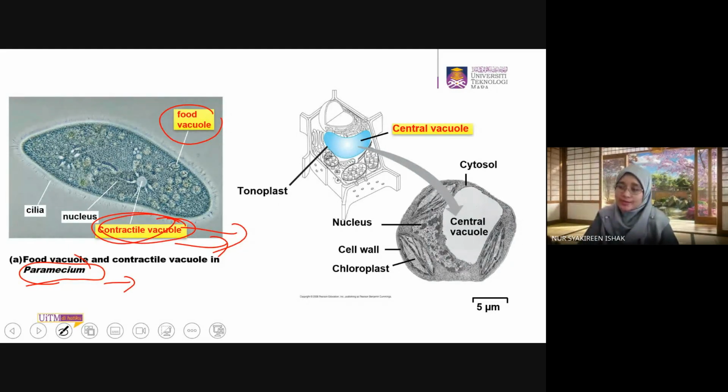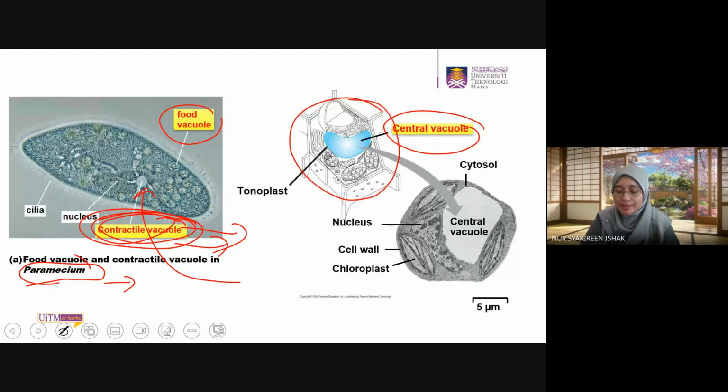Paramecium is an organism, for example, that lives in fresh water. Because it lives in fresh water, the water from outside has a high tendency to enter into the paramecium. So this excess water needs to be pumped out by the contractile vacuole. And then another type of vacuole is the central vacuole, which is found in plant cells, to cause the plant cell to be in a turgid condition, as the central vacuole is capable of storing water.